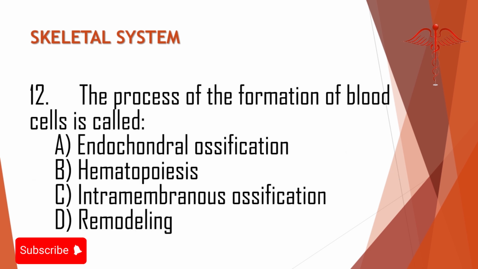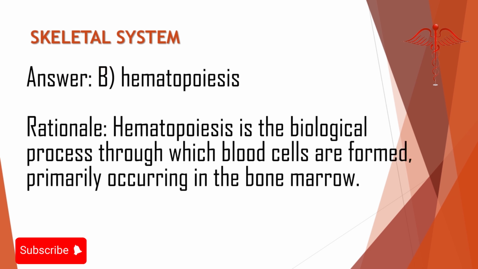12. The process of the formation of blood cells is called A. Endochondral ossification, B. Hematopoiesis, C. Intramembranous ossification, D. Remodeling. Answer: B. Hematopoiesis. Rationale: Hematopoiesis is the biological process through which blood cells are formed, primarily occurring in the bone marrow.